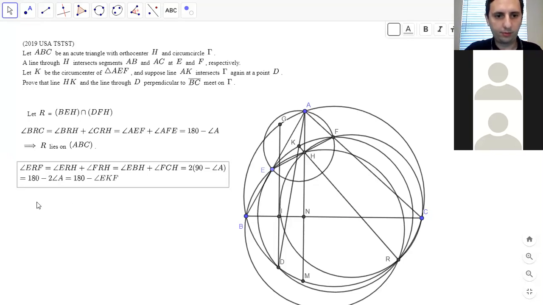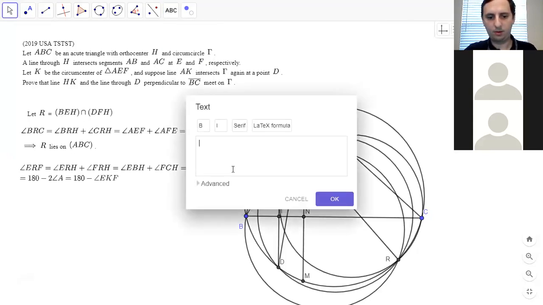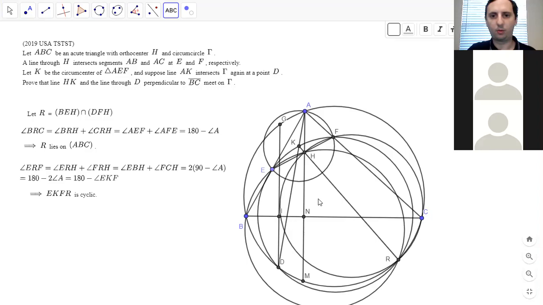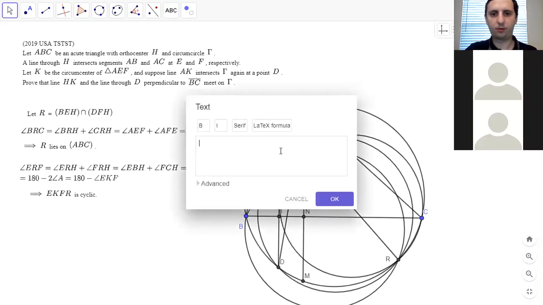So EKFR is cyclic. Okay, and then since angle ERH is angle FRH, so first I'll say this.